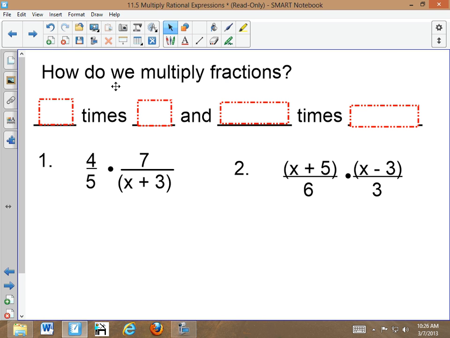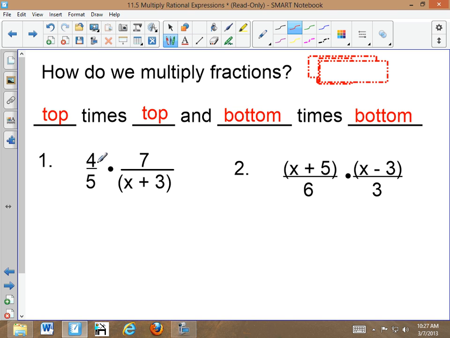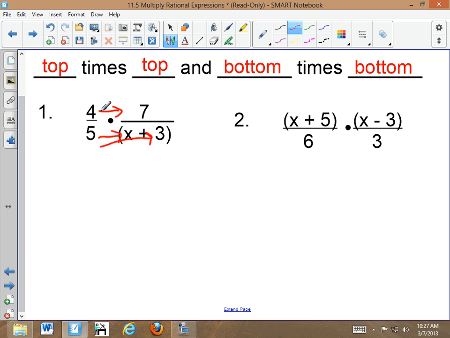Okay. We're going to talk about multiplying fractions. When you multiply fractions, you multiply straight across. Top times top, bottom times bottom. So, there you go. That's it. We're done. No more to teach you. So, 4 times 7 is 28. 5 times x is 5x. 5 times 3 is plus 15. Easy. Go ahead and pause the video and do number 2. Start it back up. Check your answer.